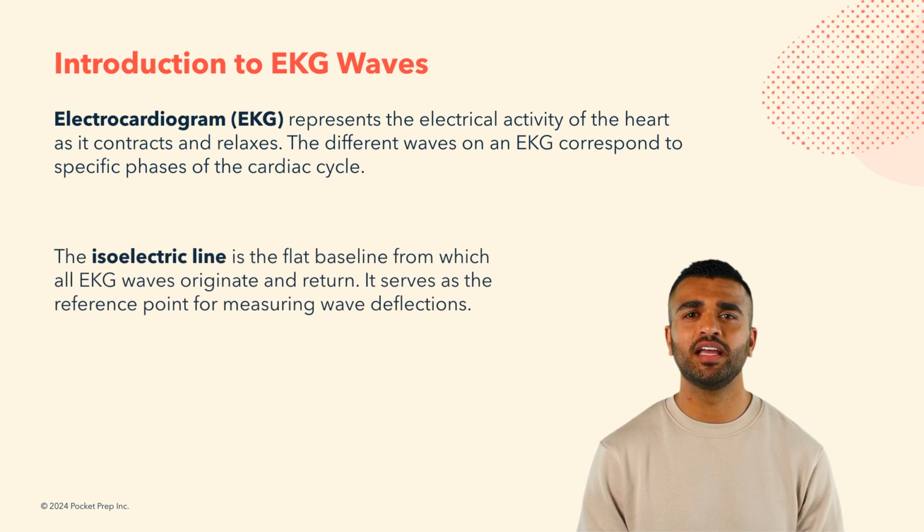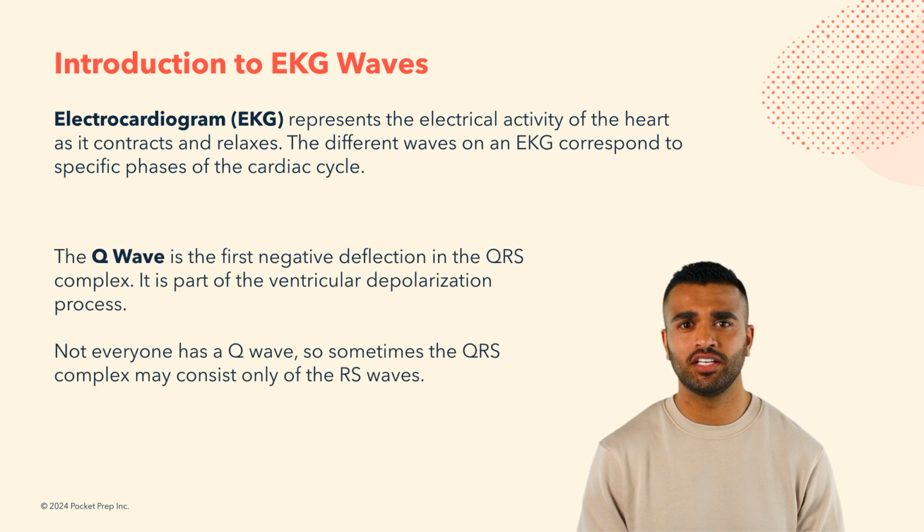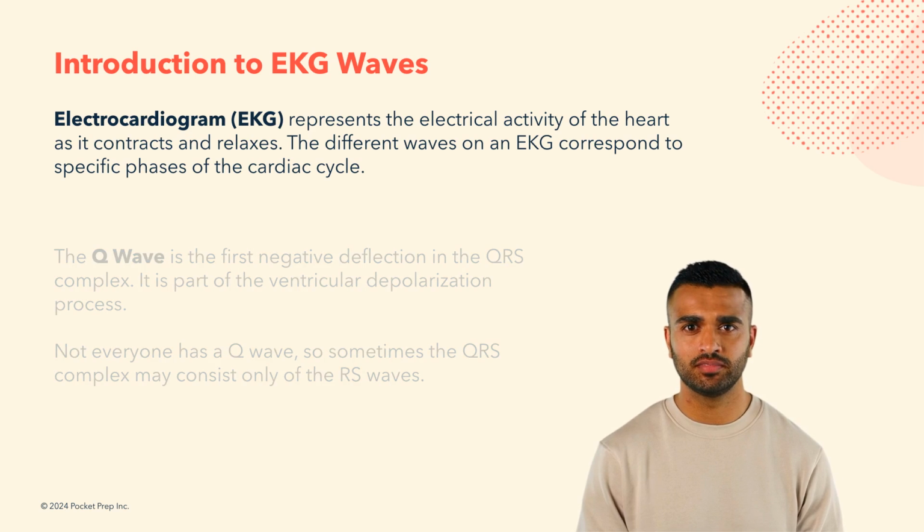The isoelectric line is the flat baseline from which all EKG waves originate and return. It serves as the reference point for measuring wave deflections. The Q wave is the first negative deflection in the QRS complex. It is part of the ventricular depolarization process. Note that not everyone has a Q wave, so sometimes the QRS complex may consist only of the RS waves.